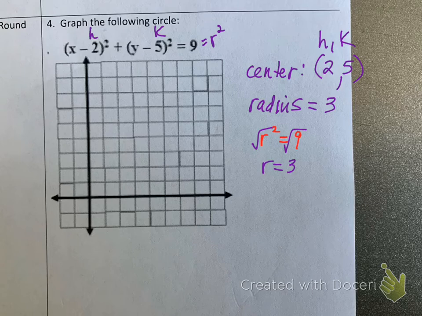So the very first point I'm going to plot is the center, 2, 5. So starting at the origin, which is right here, I'm going 2 to the right and then up 5. So here's the center, 2, 5. And then we're using the radius of 3. So from this point here that I have plotted, we're going to go up 3, plot a point, back to the center, down 3, plot a point, back to the center, to the right 3, plot a point, back to the center, to the left 3, plot a point, and then connect.